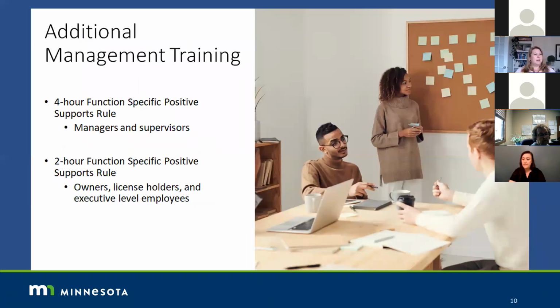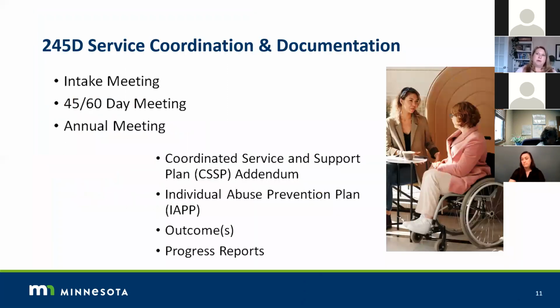All right. Some additional training that's required is, again, around that positive support rule, and that is management staff and supervisors need an additional 4-hour training on function-specific pieces for positive supports. And then owners, license holders, executive staff, people of that level need an additional 2 hours of function-specific. That information can be found in Minnesota Rule 9544. If you click on that rule, you can read through it and see what the training requirements are. So that's a little bit about what staff requirements are.